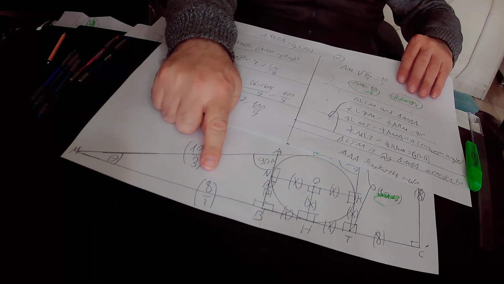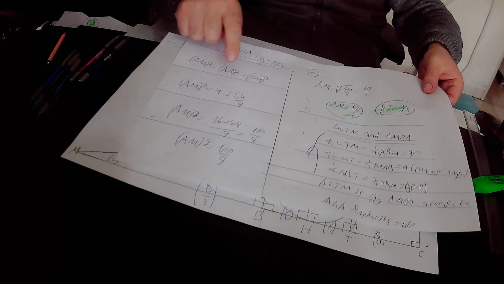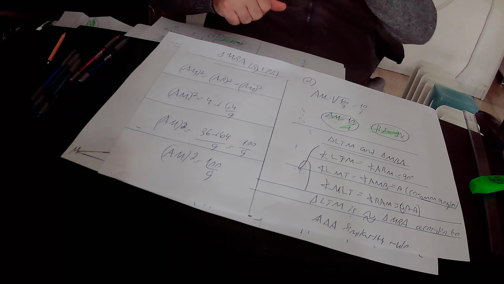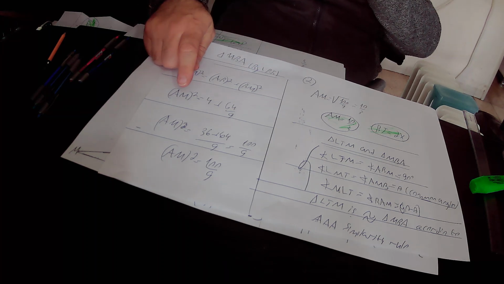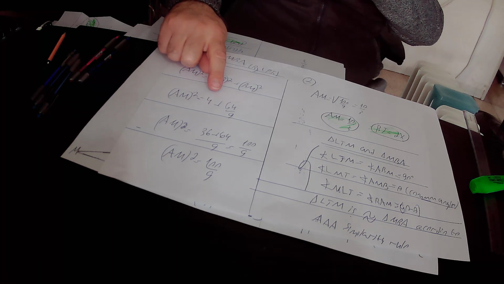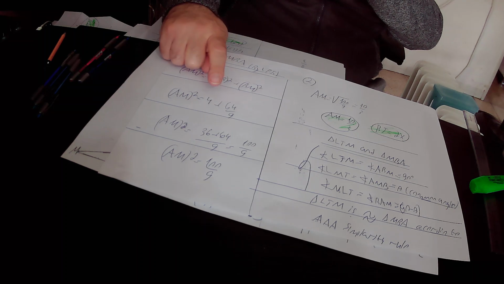BM is 8 over 3, therefore BM square is 8 over 3 squared, that is 64 over 9. So we found out that AM square equals 4 plus 64 over 9. Here we multiply 4 by 9 and then divide it by 9 in order to work with a common factor with 64 over 9.